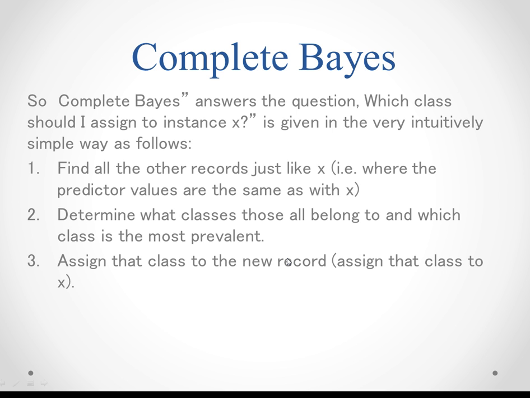Okay, it's very natural. So complete Bayes answers the question in a very intuitive and simple way, as follows. Is that clear? All right, so that's complete Bayes. Now what's the problem with complete Bayes? Well, this number, suppose we measure this in dollars.